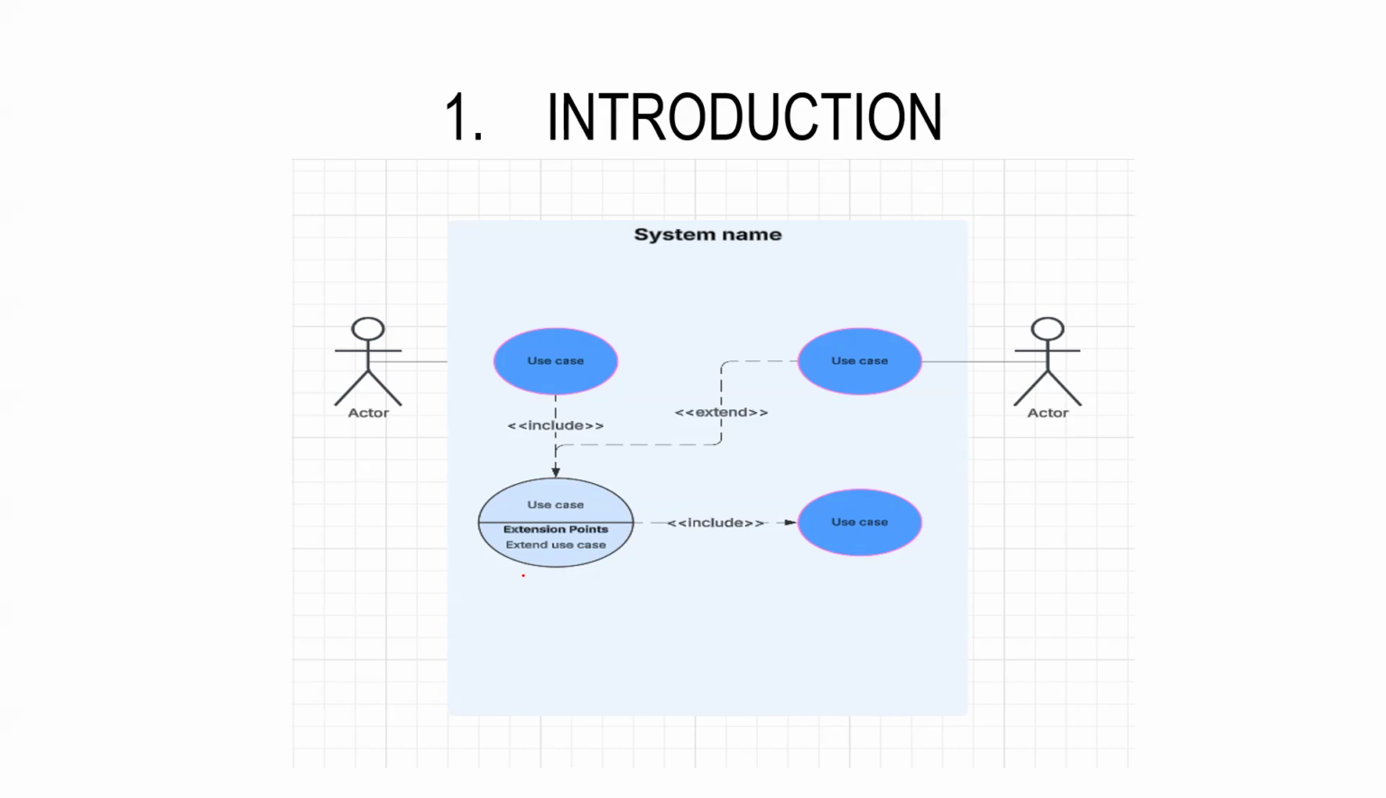So in the rectangle shape that we have there, what we have is the particular system that the actors are interacting with. Then the oval shaped and in dark blue shade, those are the actual use cases. So the use cases, in simple terms, I can even say these are the requirements that the system has. And by requirements, we are looking at the functional requirements.